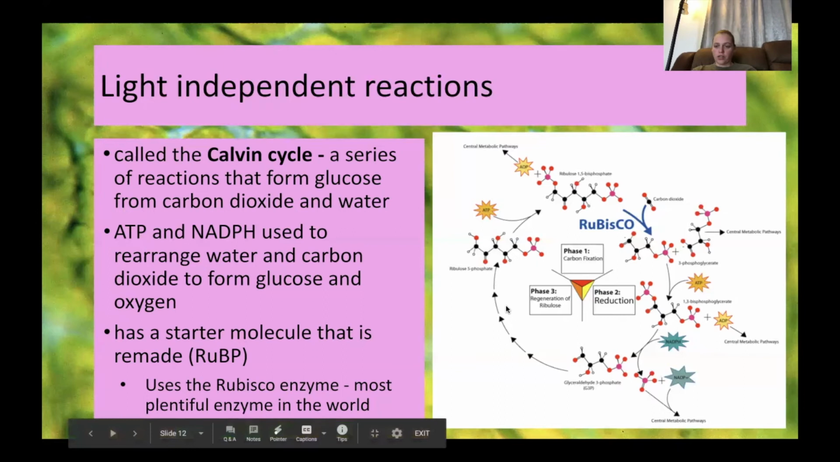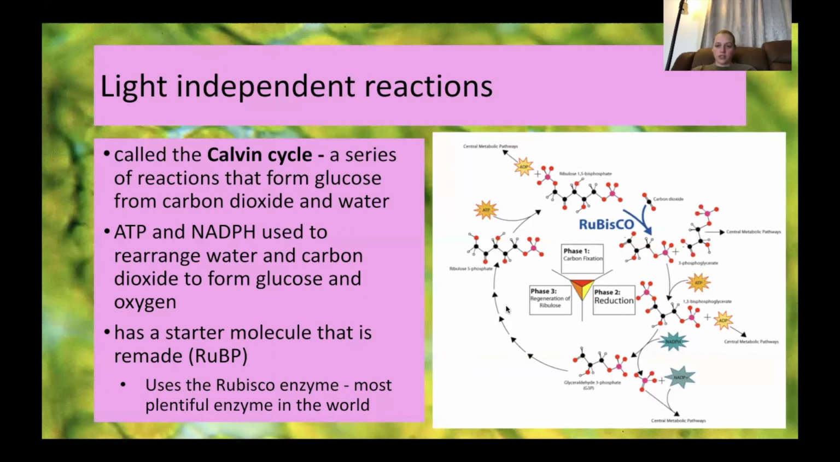As you can see, there's a lot of steps, but I do want to draw your attention to a couple of things. We have this starter molecule called RuBP, okay? And this is where the ATP is going to come in, and we're going to attach that carbon dioxide to the starter molecules using Rubisco. Rubisco is an enzyme you've heard me mention before. It's the most plentiful enzyme in the world because all organisms that do photosynthesis have it.